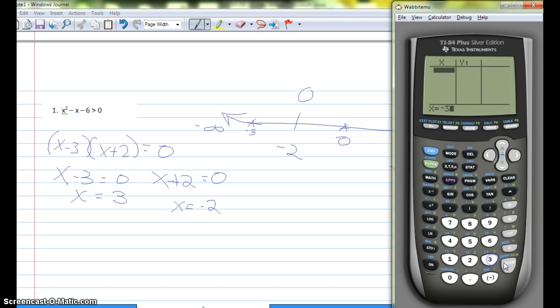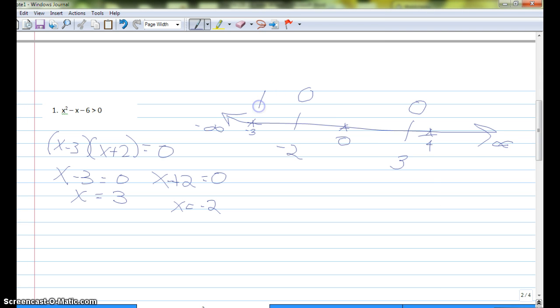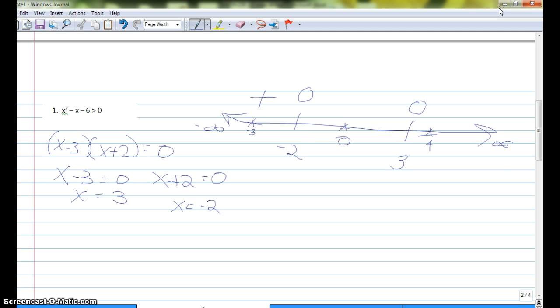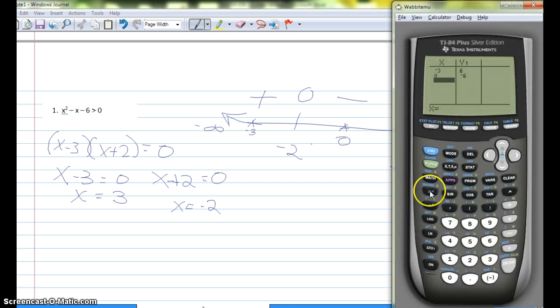So now my first test value is negative 3. And all I care about is whether the answer is a positive or a negative number. And here it's positive, so I'm going to put a plus. Next we're going to plug in 0. We see there it's negative 6, so that's a negative. And then we're going to put in our last test value, 4. And that's positive.